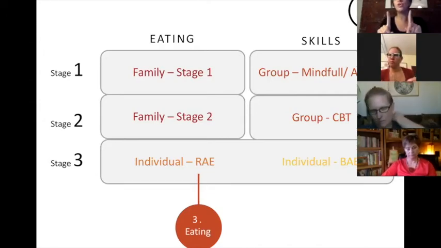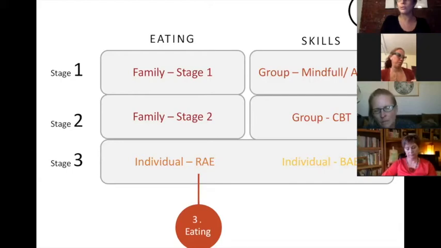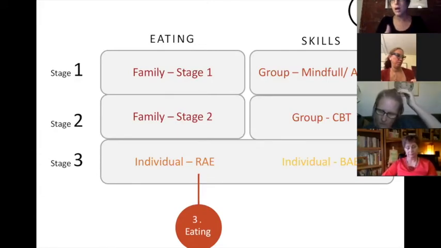So after patients have graduated from both family therapy and the group skills, we move into a stage where there's actually two sessions per week. Both are individual. One is focused on what's called regular and appetitive eating, or RAE, where the patient themselves learns to eat regularly and appetitively. So yes, they have control back of food from their parents, but what skills do they have internally to ensure that they will continue eating in a way that is psychologically healthy?